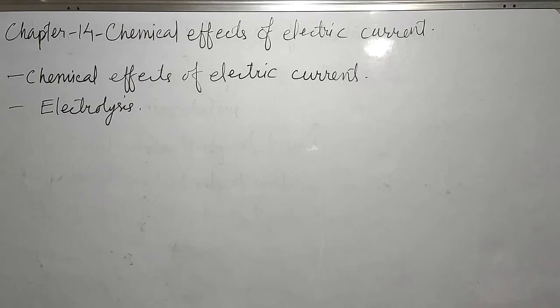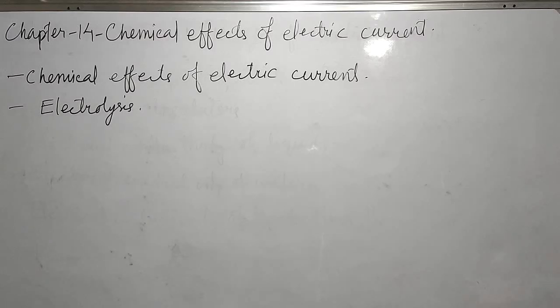In this video, I shall be discussing chemical effects of electric current and electrolysis. So the first one is chemical effects of electric current. When electric current is allowed to pass through a substance, it can affect the chemical composition of that substance. Therefore, the phenomenon of chemical changes occurring in a substance when electric current is allowed to pass through that substance is called chemical effects of electric current.